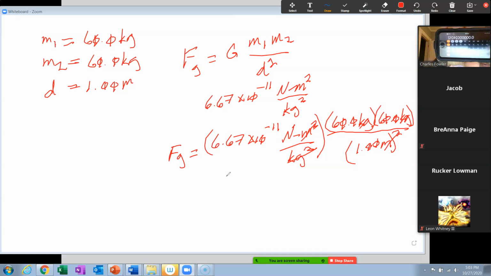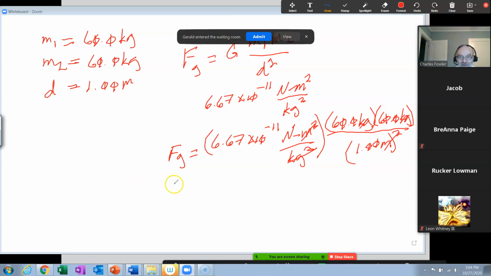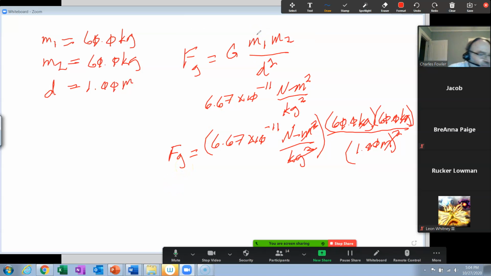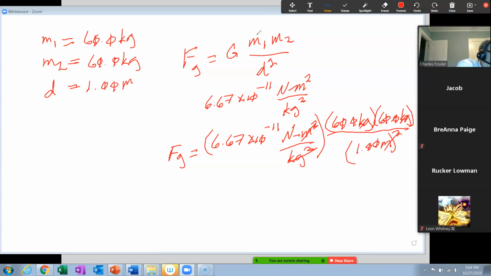Look at that number. The force is 0.000000240. That is an incredibly small force. Do you think any of you are going to feel that force if you're walking down the hall? No way at all. And here's Gerald. I can't remember, was he here before or not? Yes, he was. He was here before. Must have just come back.